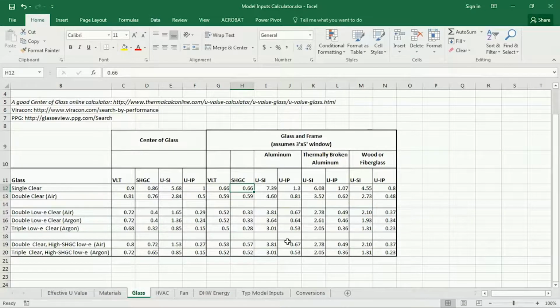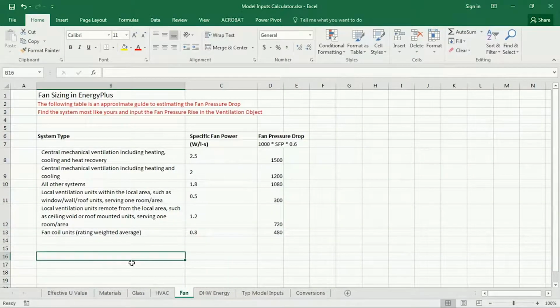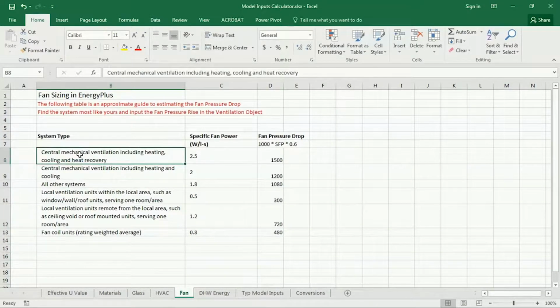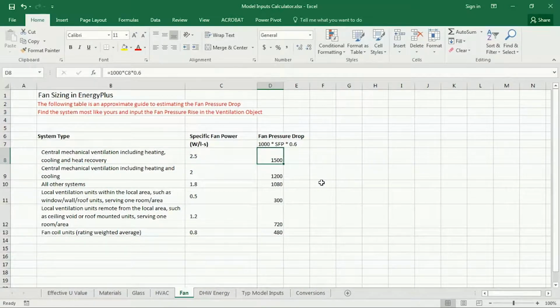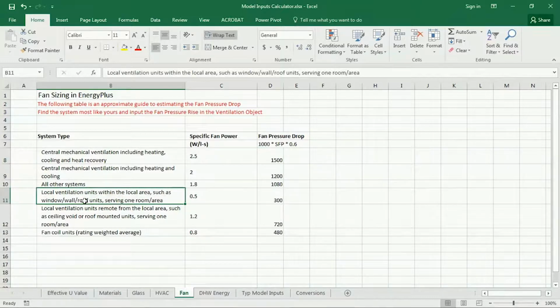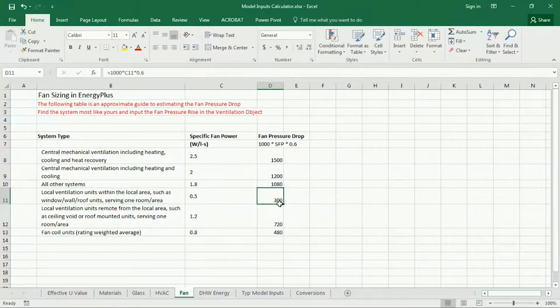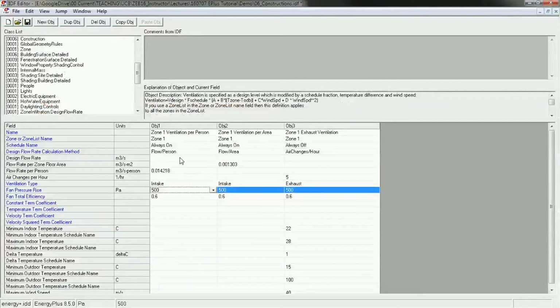In the model inputs calculator under fan, there are some basic rules of thumb. For a central mechanical ventilation system with heat recovery, you get a fan pressure drop of about 1,500 pascals. For a local ventilation unit within a room, like a laundry room, you get about 300 pascals. If you're not sure, then 500 pascals, which I've got here as a default, is a good number to default to.